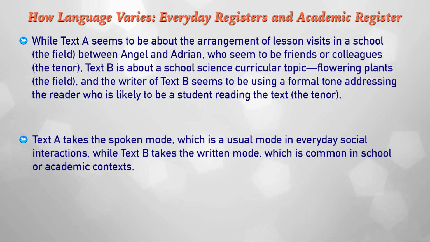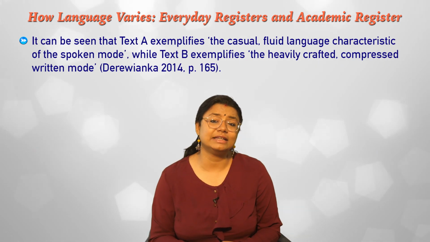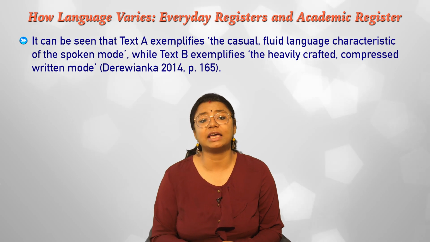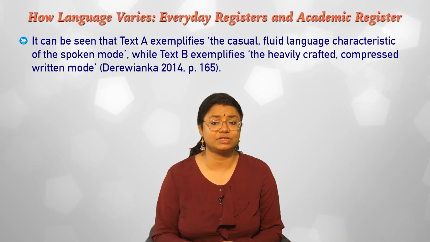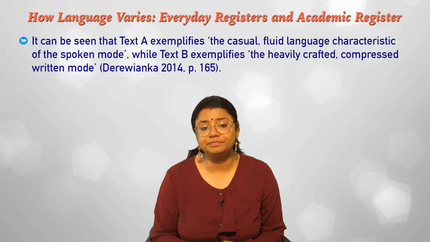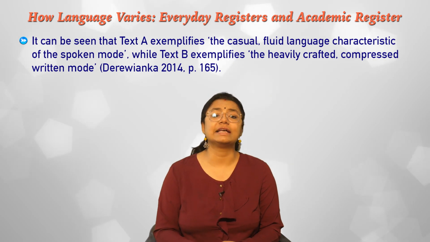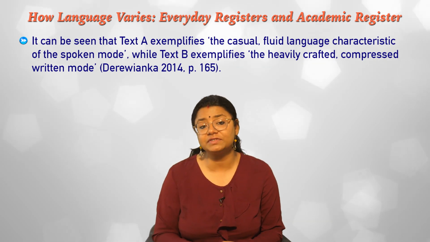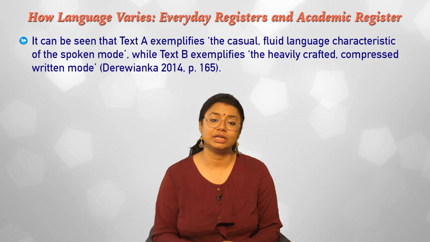Text A takes the spoken mode, which is the usual mode in everyday social interactions, while text B takes the written mode, which is common in school or academic contexts. It can be seen that text A exemplifies the casual, fluid language characteristic of spoken mode, while text B exemplifies the heavily crafted, compressed written mode.